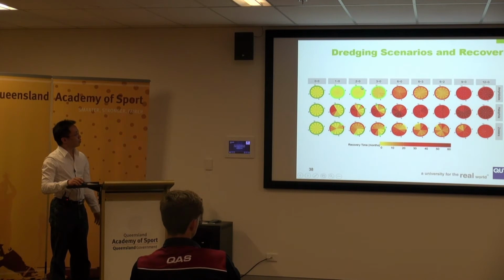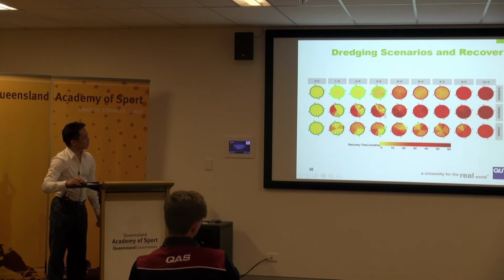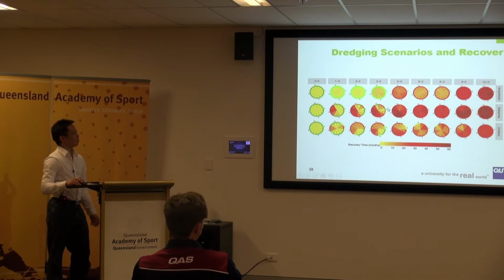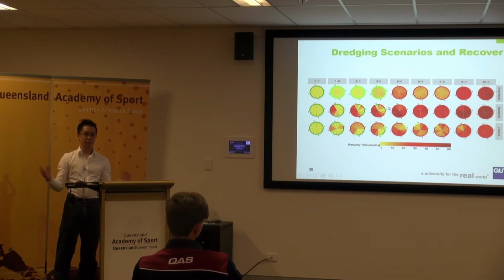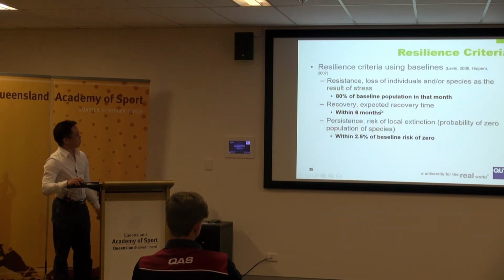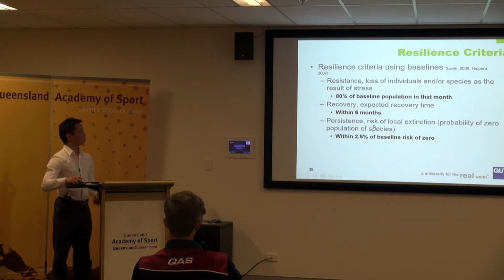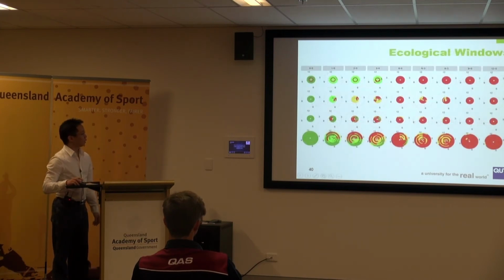And on the outer edge, you see how there's a green ring here, and then this has got a red ring, but with bits of green. So that's showing the multi-criteria. So here we're showing recovery time, but there's also resistance, so how much loss this suffers immediately after the stress, and persistence, so what's the risk of dying. And so that's what we're showing here.